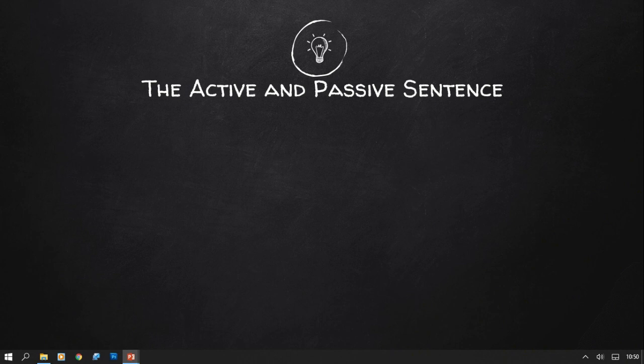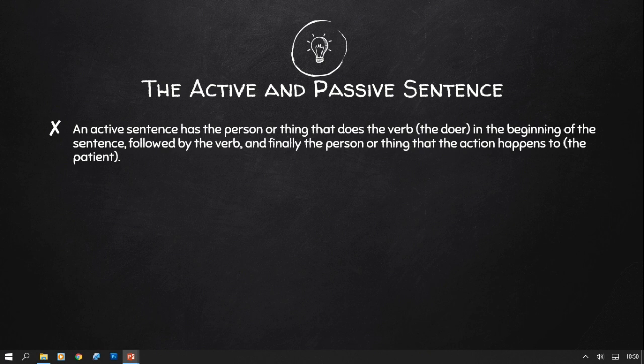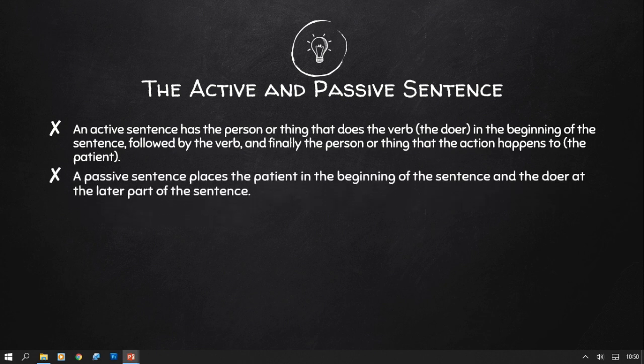The passive voice cannot be separated from the active one, but here is a brief definition of the active and the passive voice. The active sentence has the person or thing that does the verb, which we call the doer, at the beginning of the sentence, followed by the verb. And finally, the person or thing that the action happens to, the patient, is placed at the last part of the sentence. A passive sentence places the patient in the beginning, which is the contrary of the active one. The passive sentence places the patient in the beginning of the sentence and the doer at the later part of the sentence. So, if we put it into a chart, it will be like this.